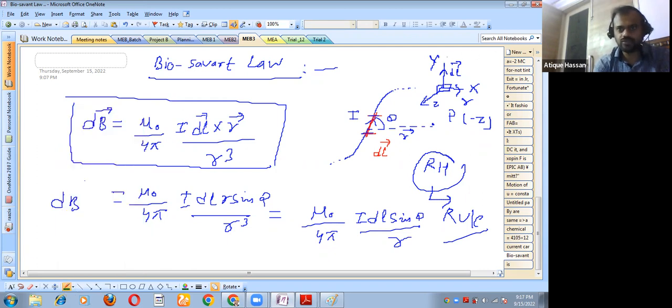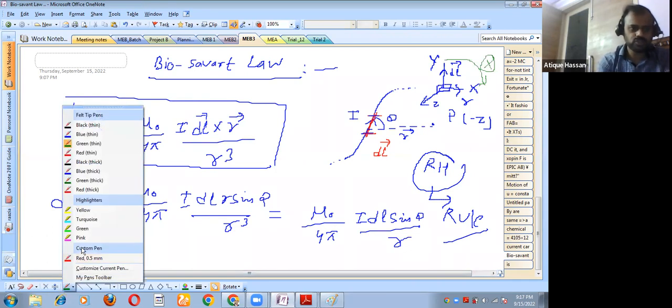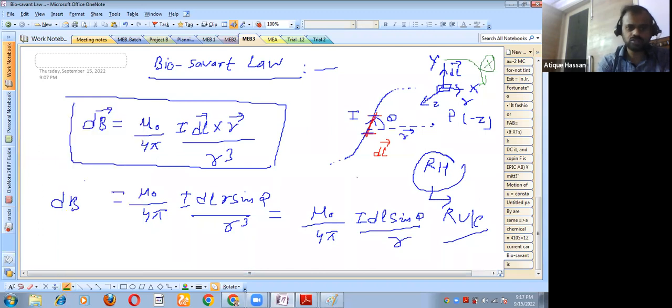So here, when you are moving from here to here, the thumb will point into the plane of the page, right? So the direction of DL cross R will be inward. So here the magnetic field direction will be a cross. For inward, we give it as a cross, and for outward, we give it as a dot. That is very important.